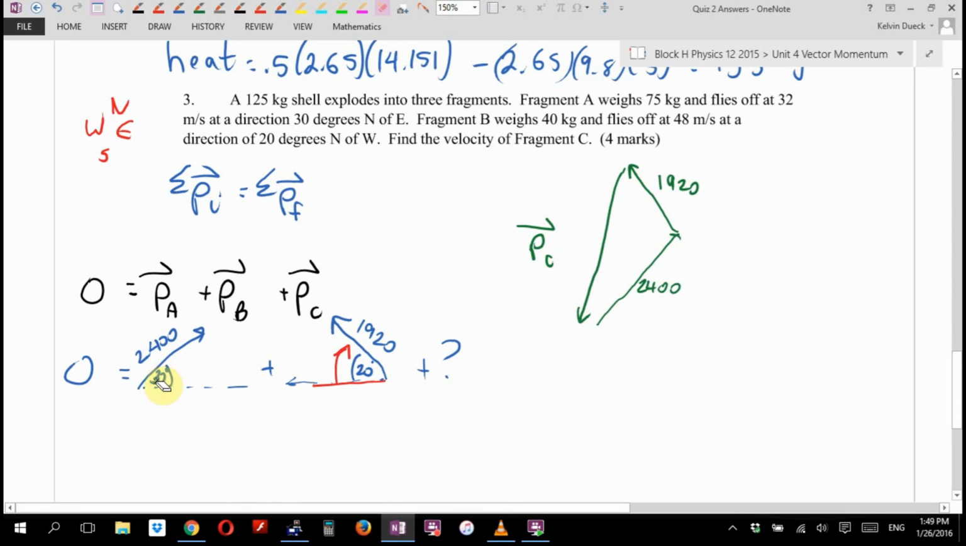I notice this 30 is below the slanty 2400. I notice this 30 is right there. Wait a minute. I can do the same trick. If I do that, how big is that angle? 30? How big was this angle? How big is that whole angle there? 50.